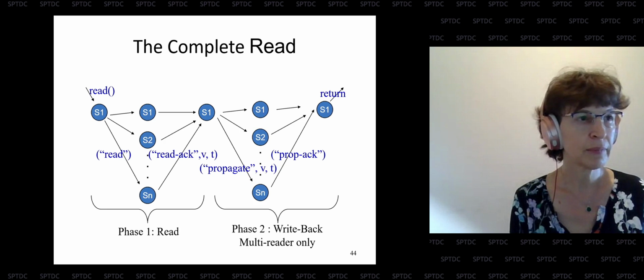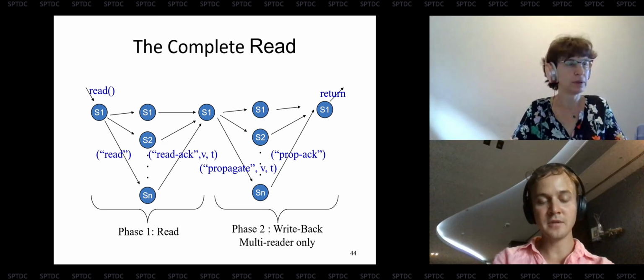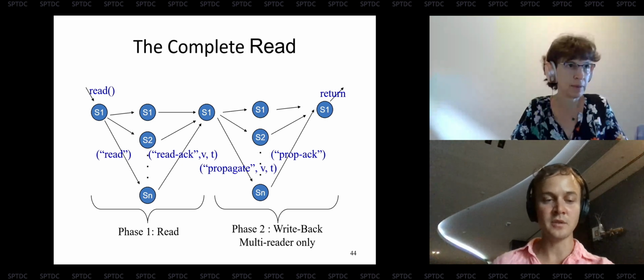Yes, the feedback is that the answer is clear. On my side, I may add that the implicit linearization happens when we propagate the value to the other readers. So once the other readers are aware of the new value, this is how we can ensure that subsequent reads will receive the new value.